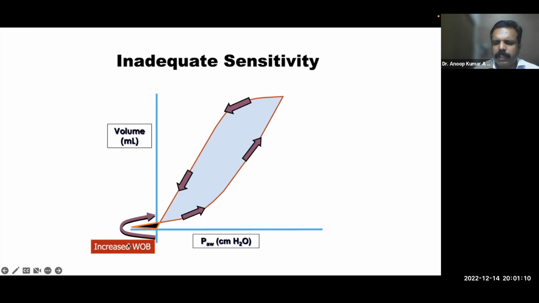Definitely the muscle will get exhausted fast, and nothing will happen to your respiratory rate. Even if the respiratory rate is coming, that is by increasing the work of breathing. So never try to adjust the respiratory rate by adjusting the trigger. That is a basic concept.